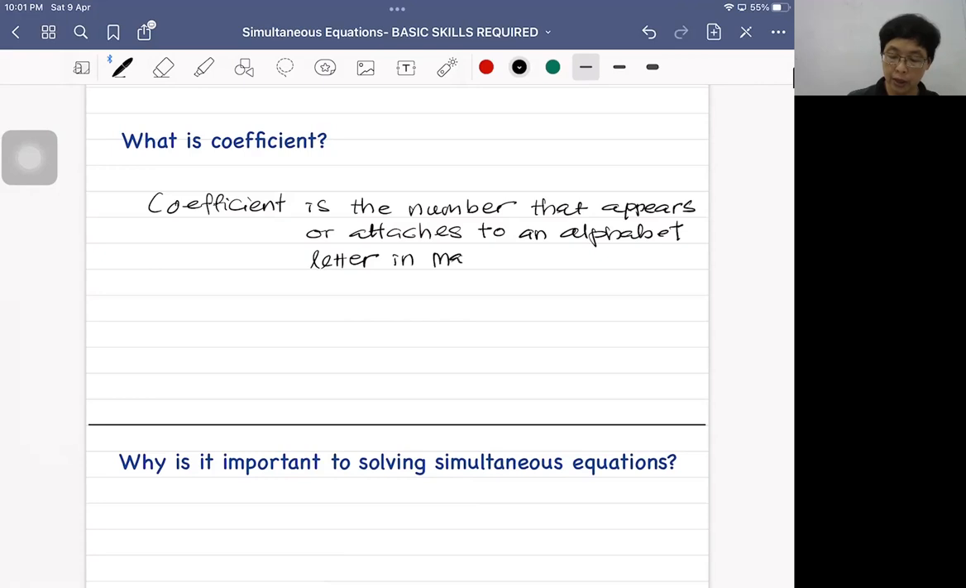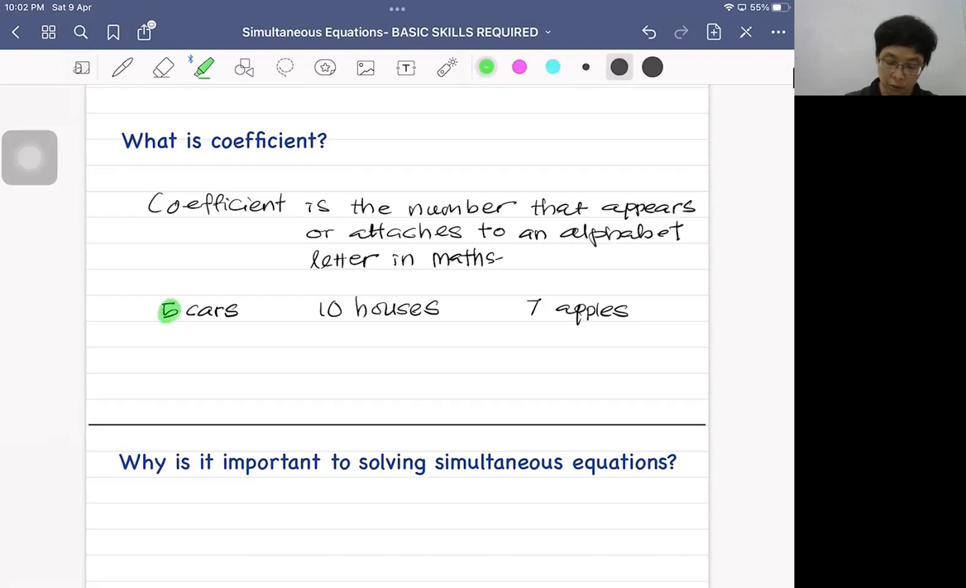Of course, in our daily life, we say, let's say, 5 cars, or 10 houses, or, let's say, 7 apples. So all those numbers that you use, 5, 10, 7, are actually coefficients. But when we take these daily life events and use them in our mathematical calculation, which is called algebra, we don't always write out the whole words, for example, cars.